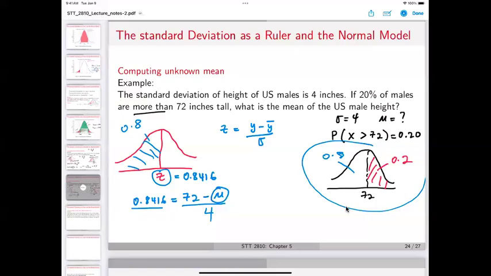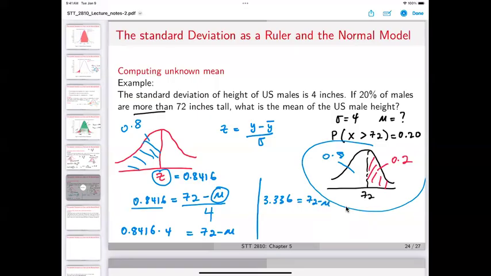Multiply by 4. Good. So we multiply both sides by 4. We get 0.8416 times 4 equals 72 minus mu. What is 0.8416 times 4? Anybody want to tell us? 3.336 equals 72 minus mu.